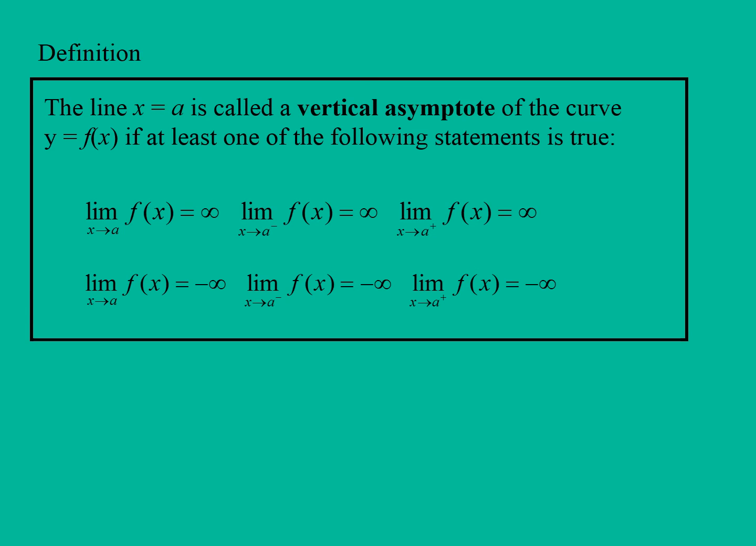If I can show that the limit of a function as x approaches some number from the left is going to negative infinity, I have just shown there's a vertical asymptote at x equals a. So you don't have to show more than one of these to indicate there's a vertical asymptote at a.